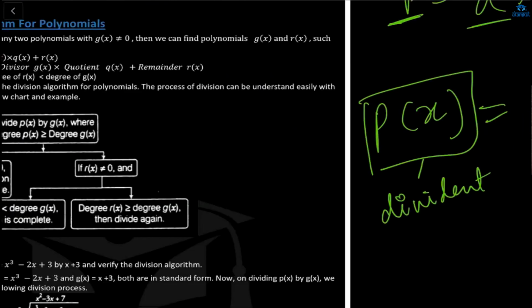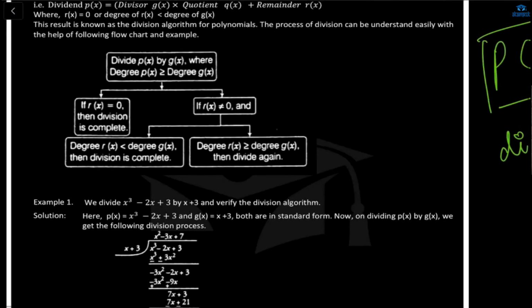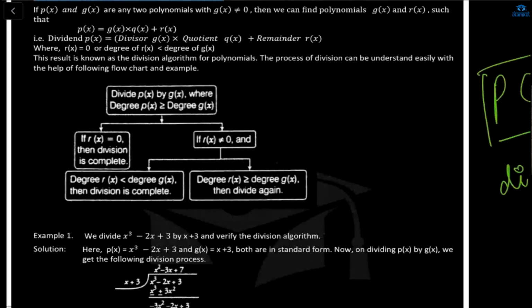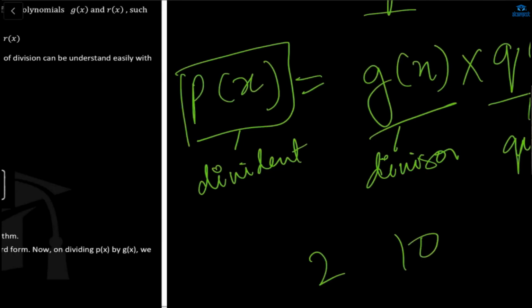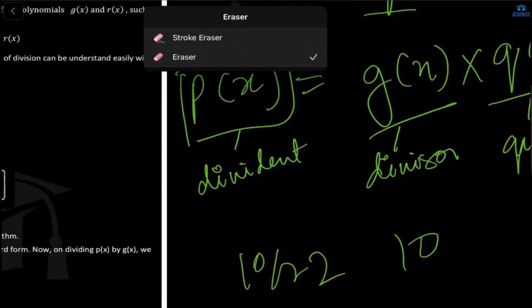Now what are the rules that you need to remember when you are dividing one polynomial by another? First of all, if you are dividing p(x) by g(x), then the degree of p(x) should be greater than the degree of g(x). For example, if I tell you divide 2 by 10, you cannot do that. You will divide 10 by 2. The dividend should always be greater than the divisor.